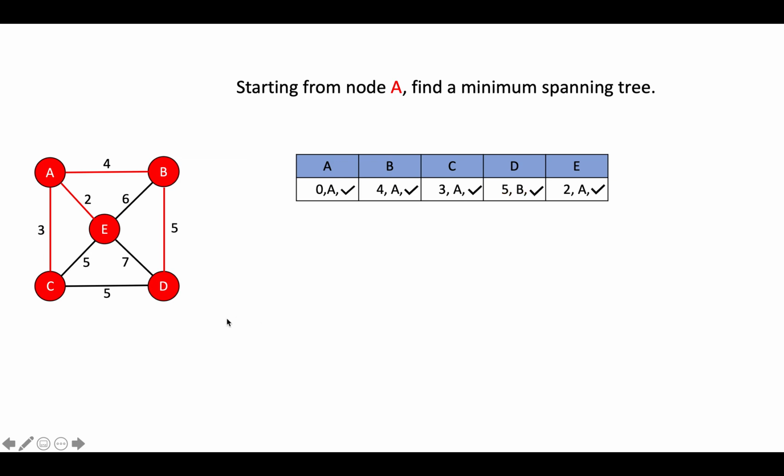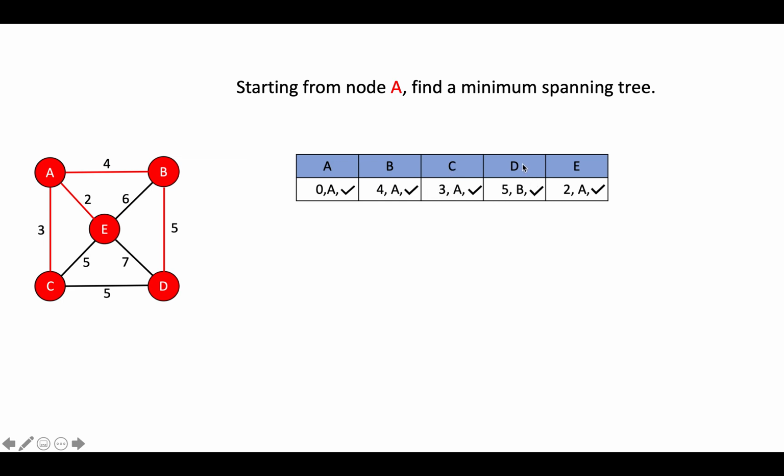After we finish all the nodes, we have marked all the nodes as connected. They are all checked. And then we can ask ourselves, what edges did we use? We connect node B to our minimum spanning tree using node A, so we have an edge AB, with weight 4. And we connect node C to our minimum spanning tree via node A, and the weight of edge AC is 3.